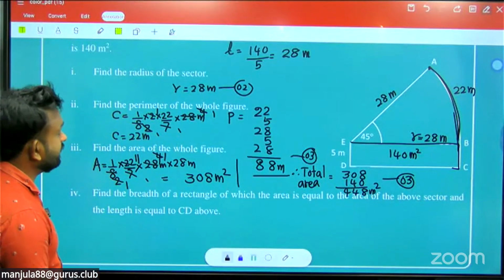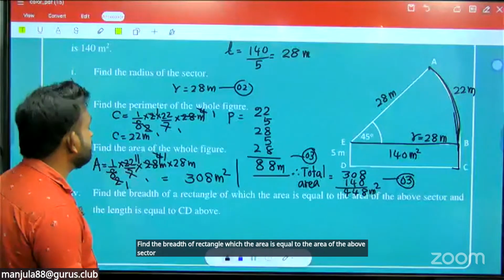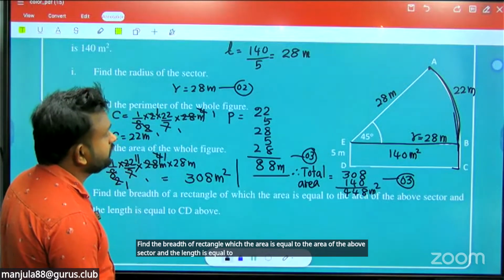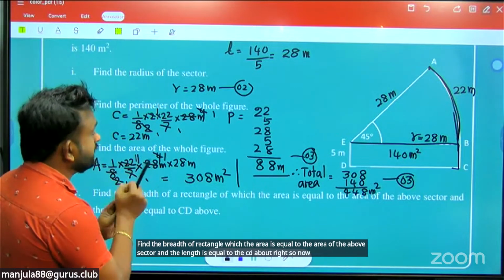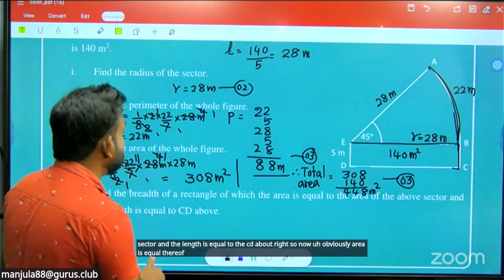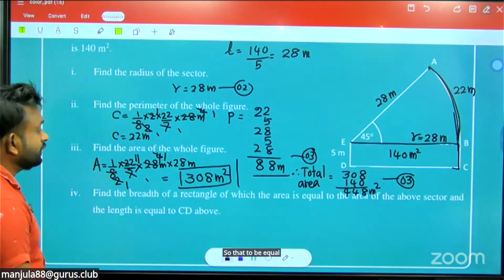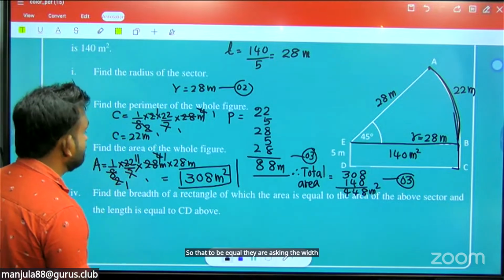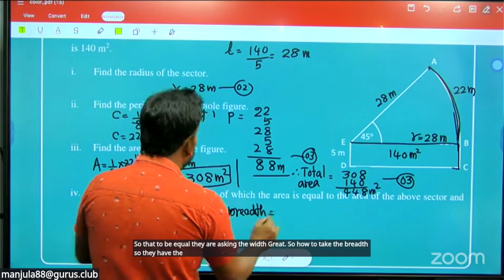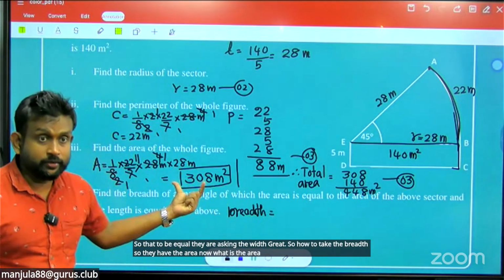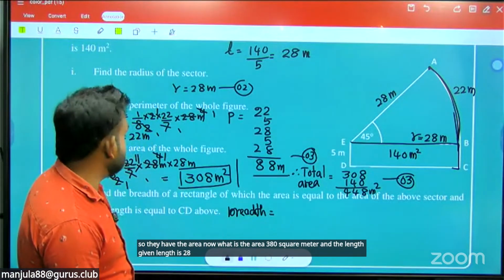Find the breadth of the rectangle whose area is equal to the area of the above sector and whose length is equal to the CD above, right? So now obviously the area is equal to the area of the above sector. Above sector is 308. So to be equal, they are asking the width, breadth. So how to find the breadth? They have the area now. What is the area? 308 square meters, and the length given, length is 28, which they mentioned as CD.